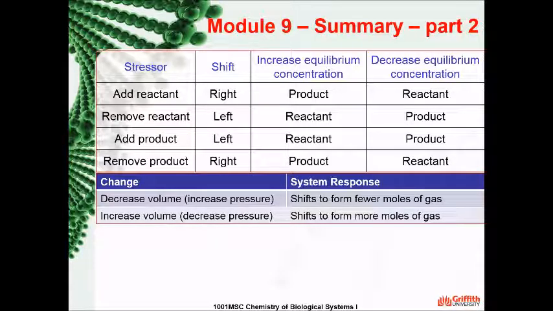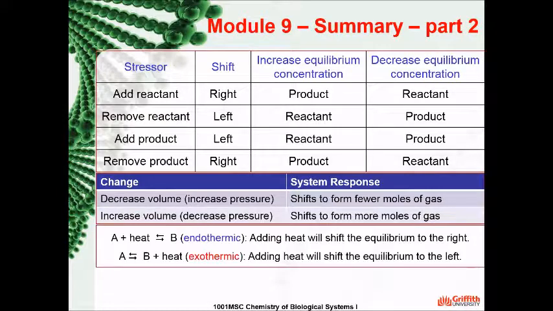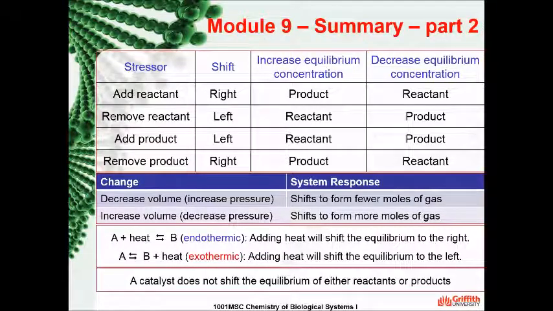The effect of volume is directly related to pressure, so an increase in volume causes a decrease in pressure, and vice versa. The third factor from Le Chatelier's principle is the temperature. We consider heat as a reactant in endothermic reactions and as a product in exothermic reactions. The final factor is the catalyst. We explained why it does not shift the equilibrium, but it makes the rates of both reactions faster.